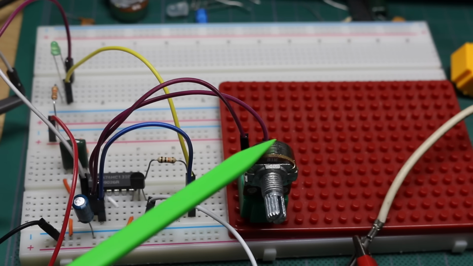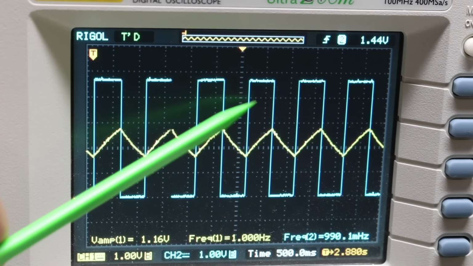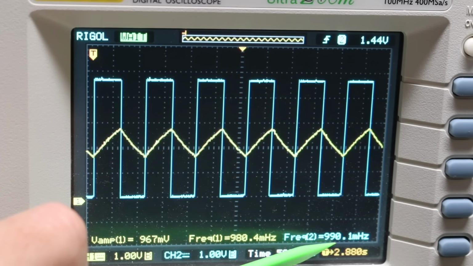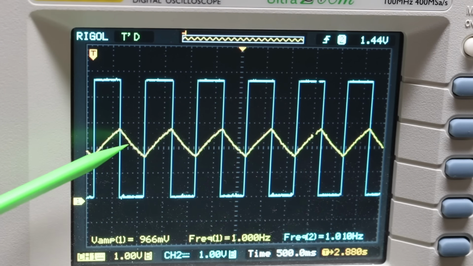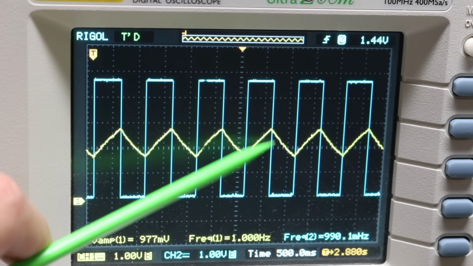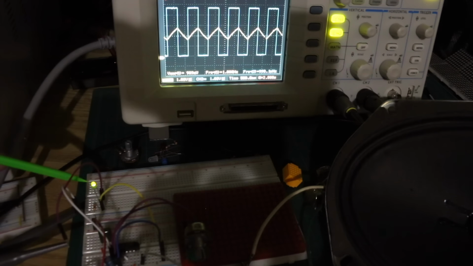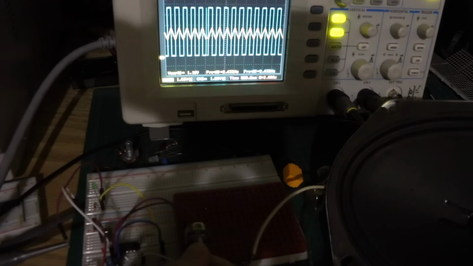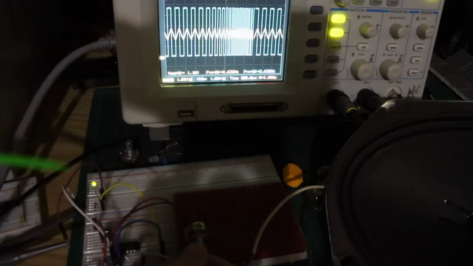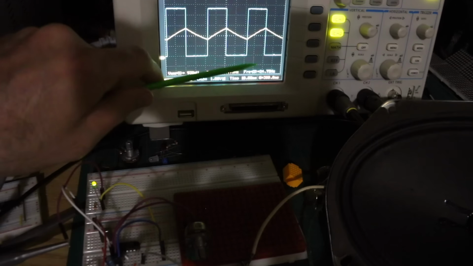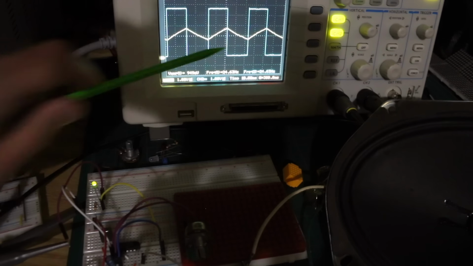This is a 1 meg pot and it's currently set at 956K. The blue channel 2 trace is the output frequency and it is 1 Hertz, 990 millihertz. The yellow channel 1 triangle is the charging and discharging of the capacitor. So it's easier to see the LED blinking at this rate when it's darker. So as I increase the potentiometer, the blinking and the frequency are increasing. So I can get up to about 25 Hertz with this 1 meg pot and 1 micro capacitor.